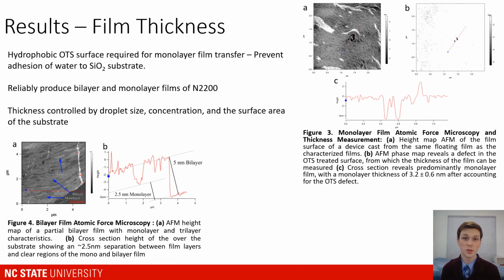Here, we have two films, a predominantly monolayer and predominantly bilayer film imaged through atomic force microscopy. We're able to control the film properties down to the region of partial layers by controlling droplet size, concentration of N2200, and the surface area of the liquid substrate.